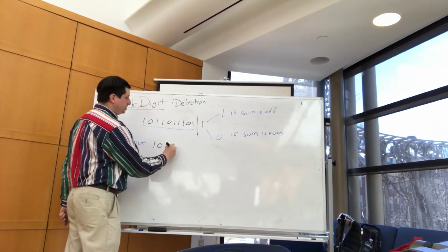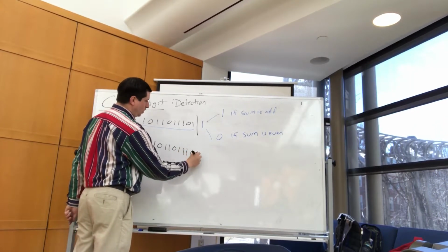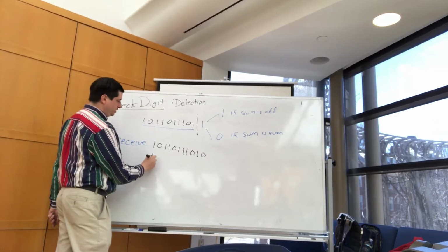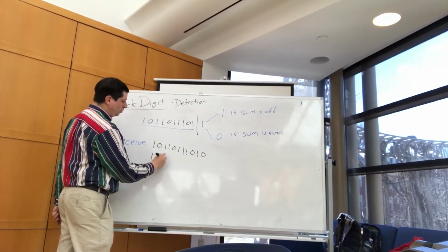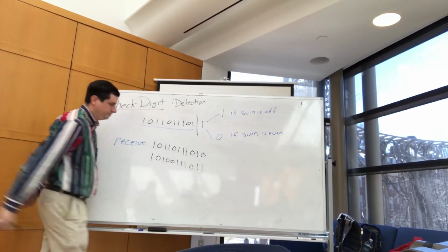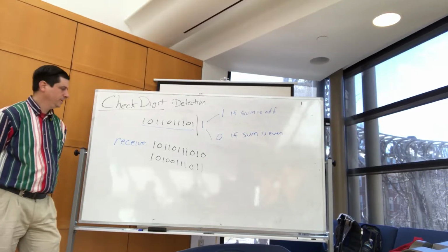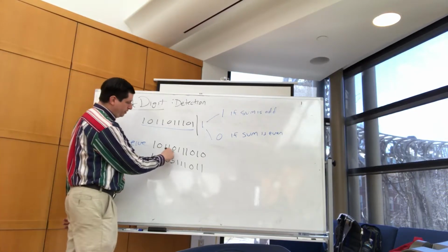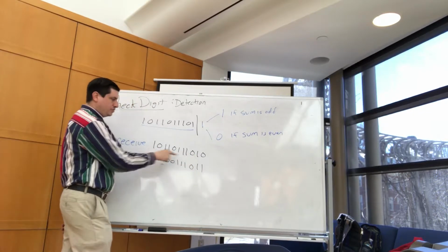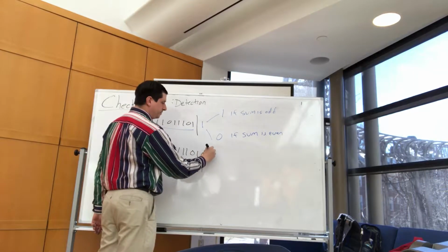So imagine I receive the following message. 1, 0, 1, 1, 0, 1, 1, 1, 0, 1, 0. Or I receive 1, 0, 1, 0, 0, 1, 1, 1, 0, 1, 1. I know both of these messages have to be wrong. Because here I've got 1, 2, 3, 4, 5, 6, 7. And the check digit should be a 1, it's a 0. So this means a mistake was made.